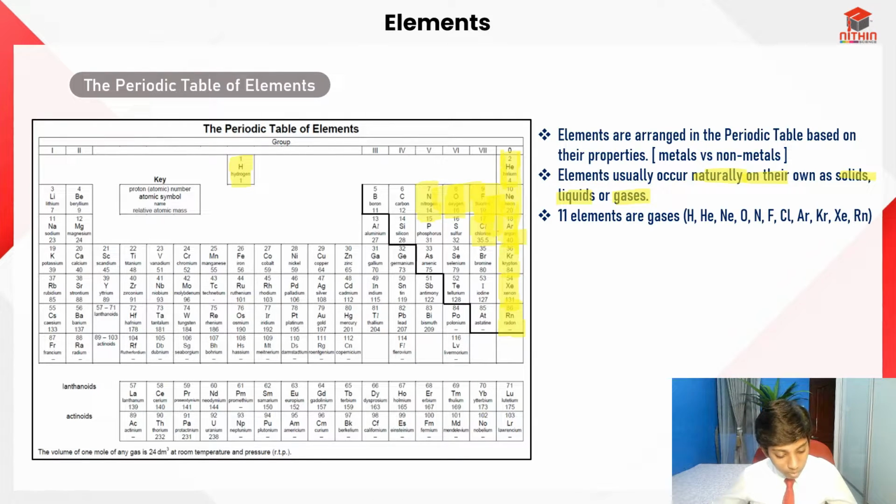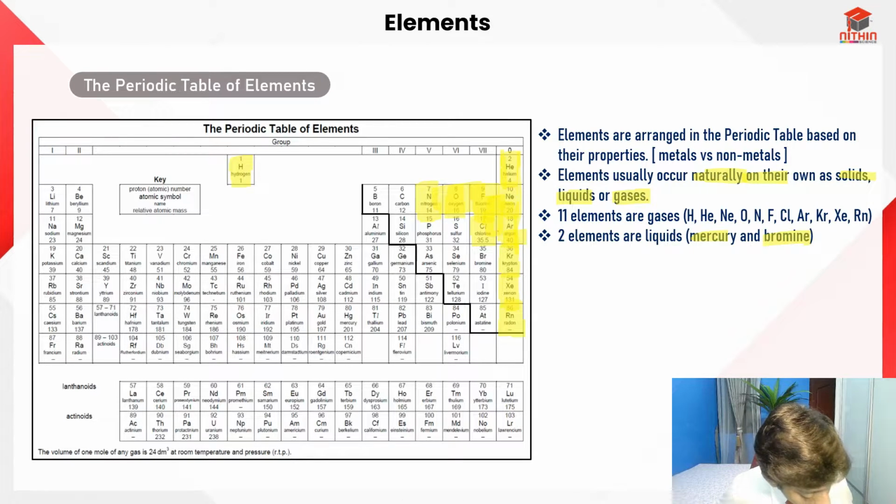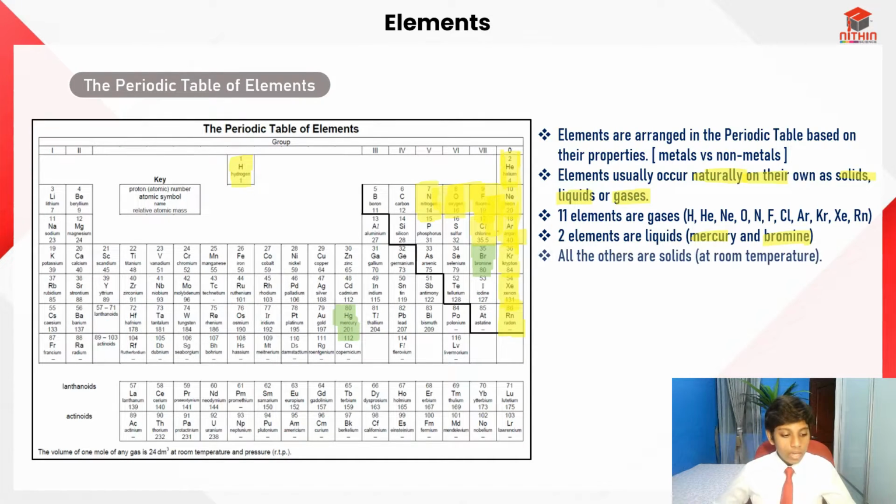Next, two elements are liquids, mercury and bromine. So the liquids, let's highlight them in green color. Bromine is represented by Br, and mercury is represented by Hg. Next, all the others left are solids at room temperature, so there's no need to highlight the rest. I hope you understood that.